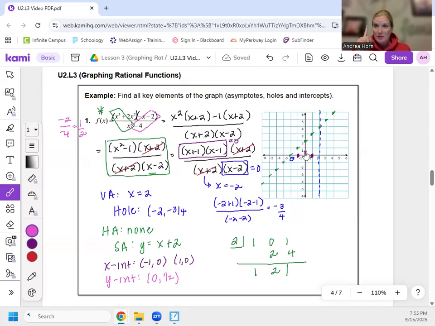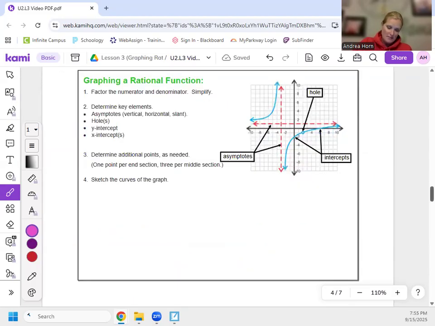Now we're one step away from actually graphing. We're looking pretty close to being able to connect the dots. So let's talk about what we need to do to actually graph these things. Our first step is, of course, to factor the numerator and denominator and simplify. We need to have it in the unfactored form for all of our y information, our y-intercept and our horizontal asymptote. We need to have it in the factored form for all of our x information, our x-intercept and our vertical asymptotes. So we need both forms. So we're going to go ahead and factor and simplify.